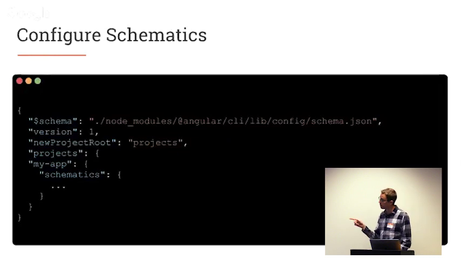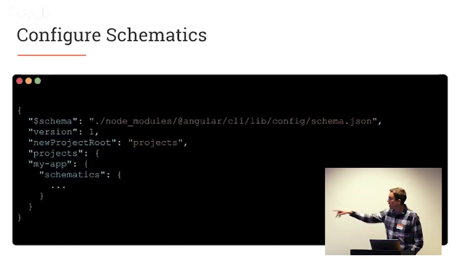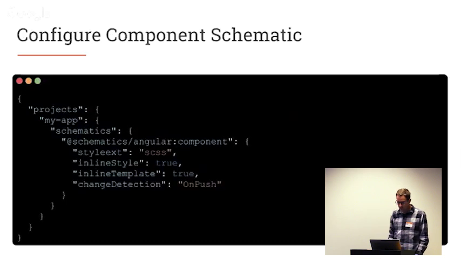So here's an angular.json file. I have got my app, it's just called my app. And underneath my app, you're going to find a property called schematics. And underneath that schematics, you can start adding some stuff to it. So you can add things to configure the component schematic. And you can say, hey, I want the style extension to be SCSS by default. Or I always want to have inline templates and inline styles. That's something that you like to do.